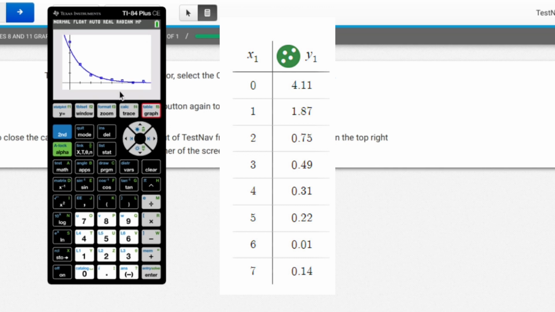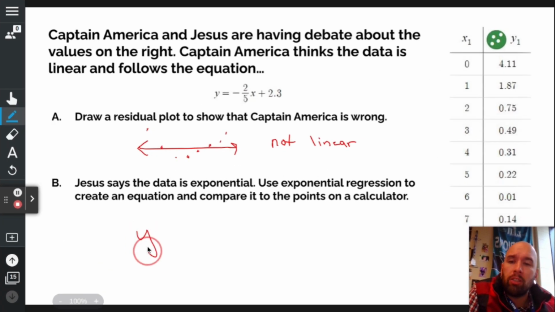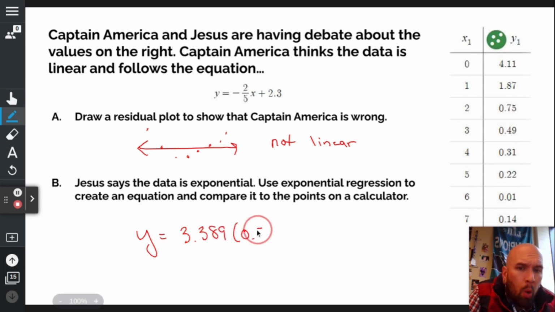So is it perfect? No. But does this appear to be an exponential model? It sure does, because it covers things pretty nicely. So there you have it, exponential. Just like always, Jesus is right. Well, as always, Jesus is spot on. It wasn't exact, but it was pretty close. The data lined up quite nicely with this equation that we're writing out right here.